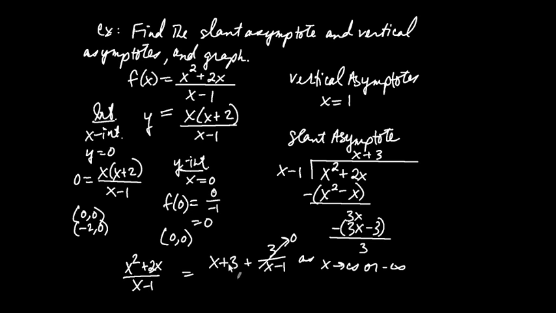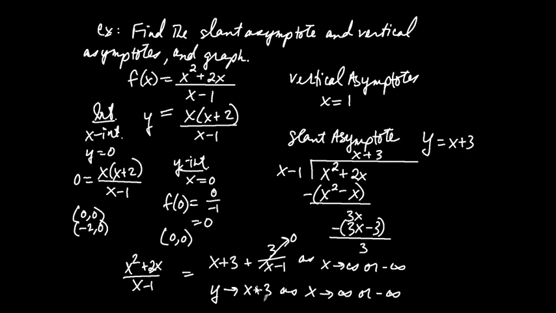And what happens is that this function is heading to x plus 3 as x goes to infinity or negative infinity. That is why we write this, is going to x plus 3 as x goes to infinity or negative infinity, okay? And what that means is that x plus 3 is a slant asymptote. That's the criteria for being a slant asymptote. So the slant asymptote is going to be y equals x plus 3. So this function has a vertical asymptote, x equals 1. It also has a slant asymptote of x plus 3.